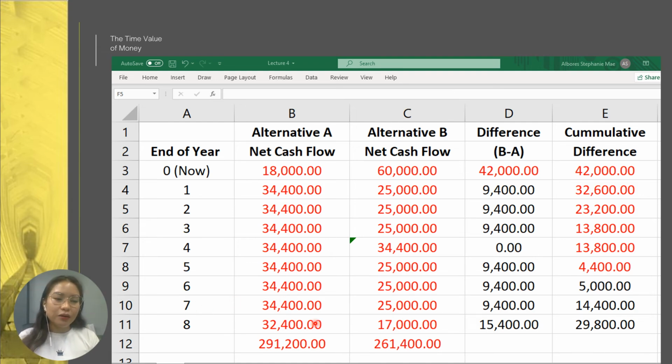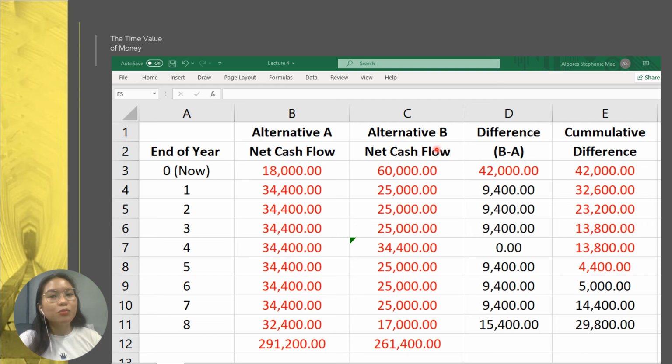Now, in the 8th year, the 34,400 is reduced by the market value mentioned in our problem, which is 2,000 for alternative A. You subtract the market value, so it becomes 32,400.